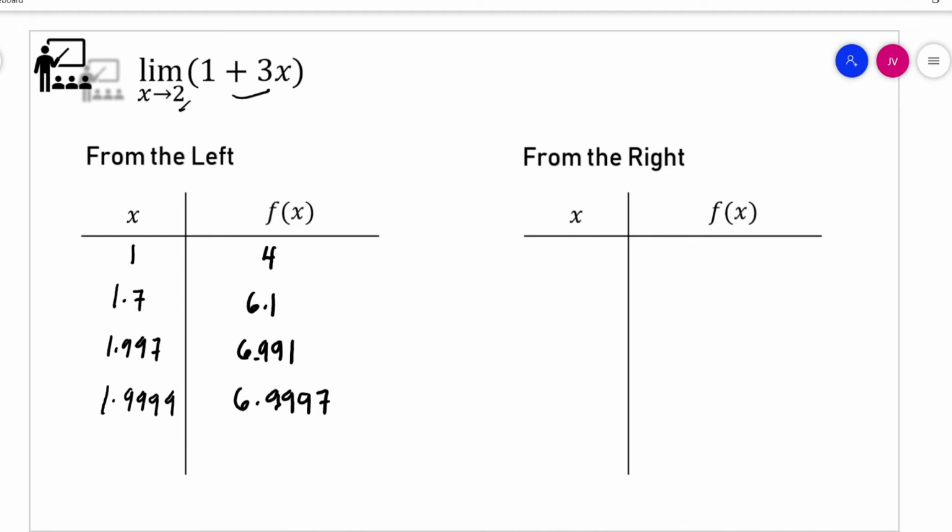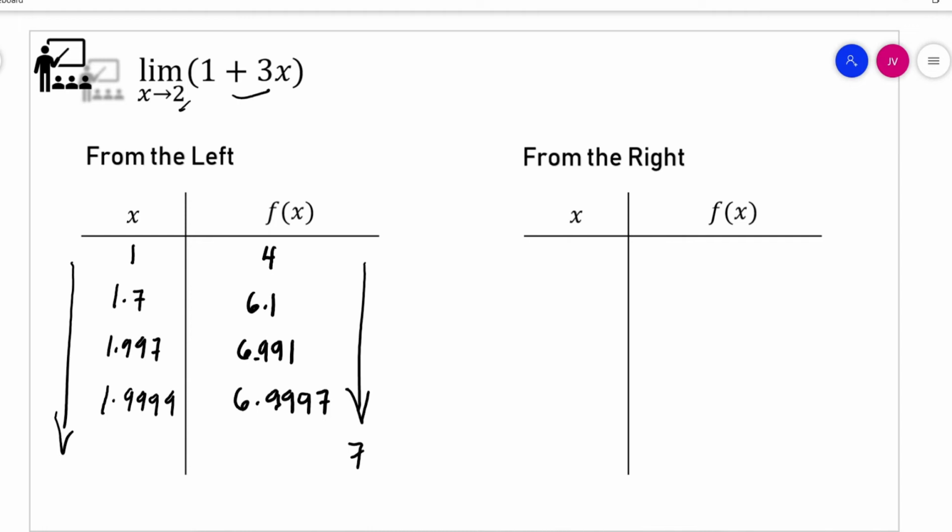So if we are going to notice on this table, as the value of your x approaches to 2, as the value of our x approaches to 2, the value of f of x also approaches a certain value. At kung titingnan natin, this value is approaching 7. So ang f of x natin is approaching 7. So let's have our right-hand limit.